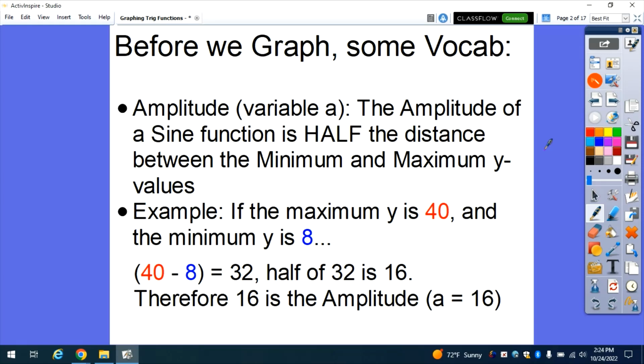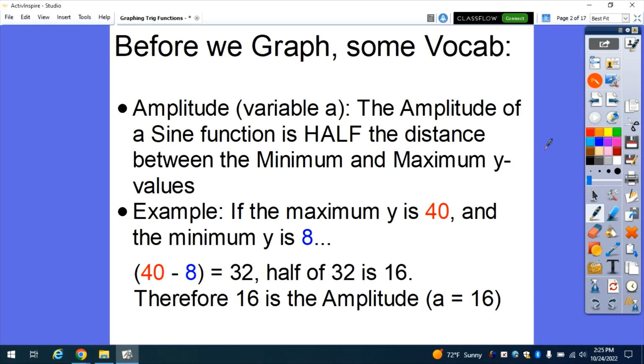So, some vocab before we get to graphing. Now, there's a lot to write down here, so if you need to, make sure you just pause the video, get all these things written down. You need all these in your notes. Okay? So, first piece of vocab, amplitude, denoted by the variable a.